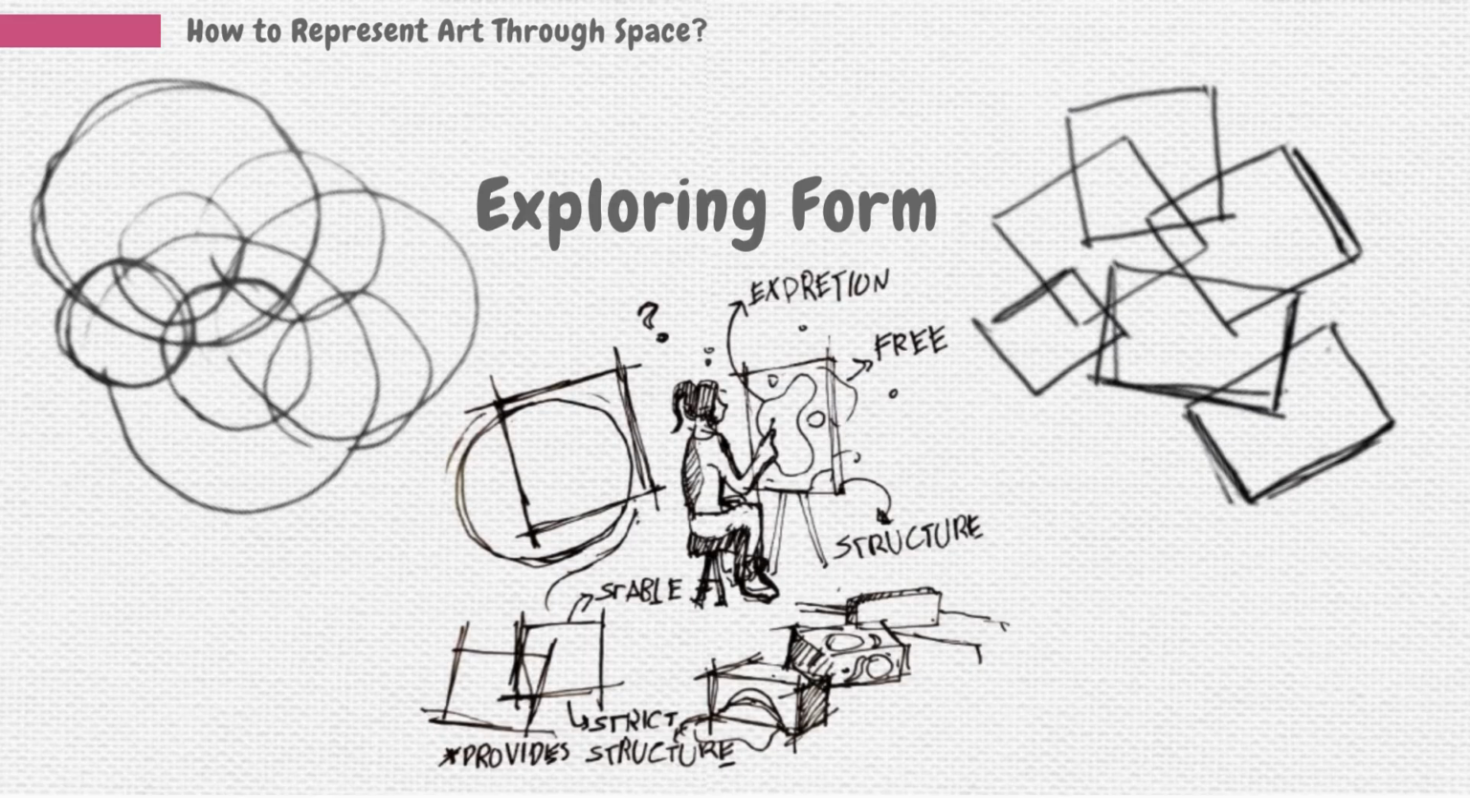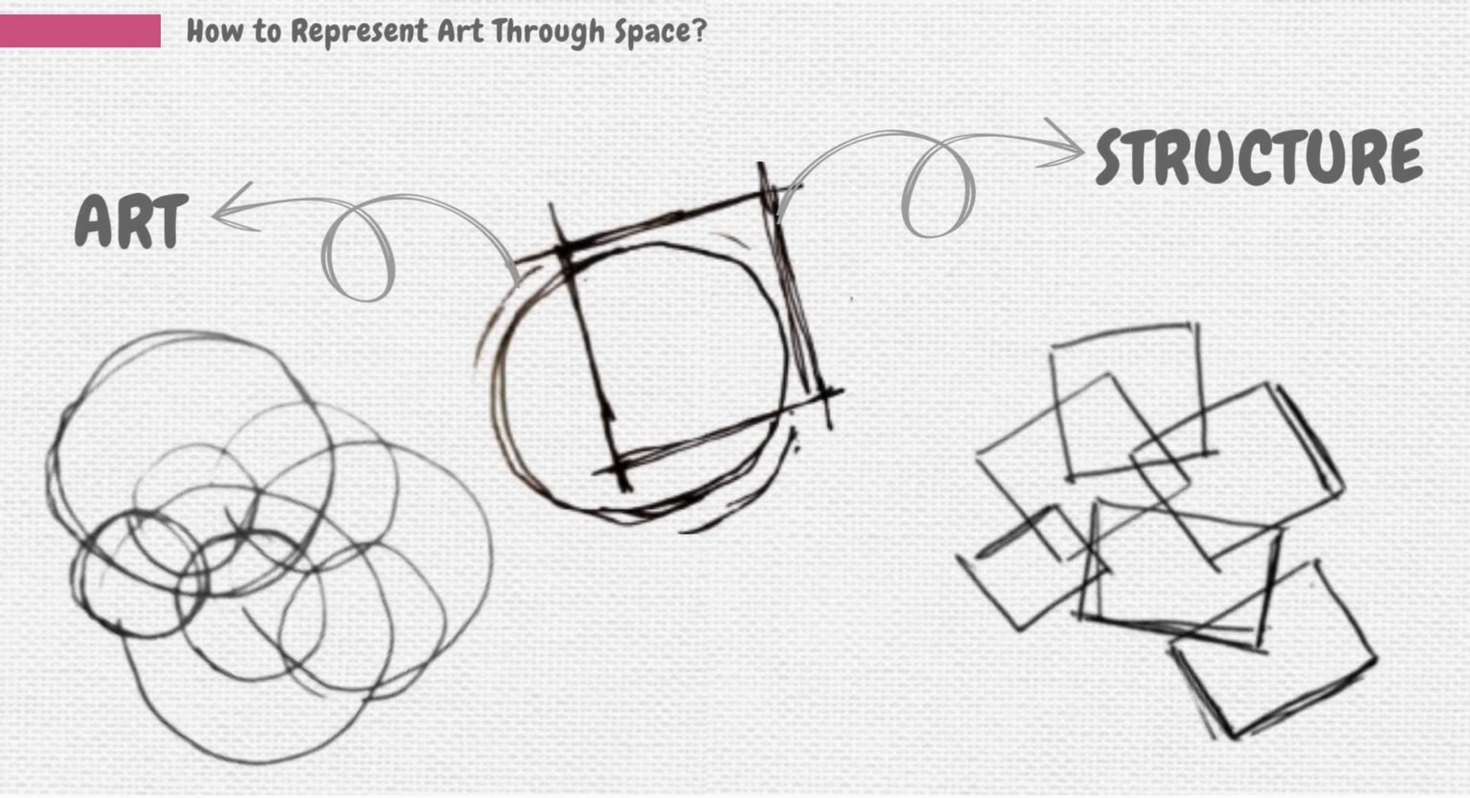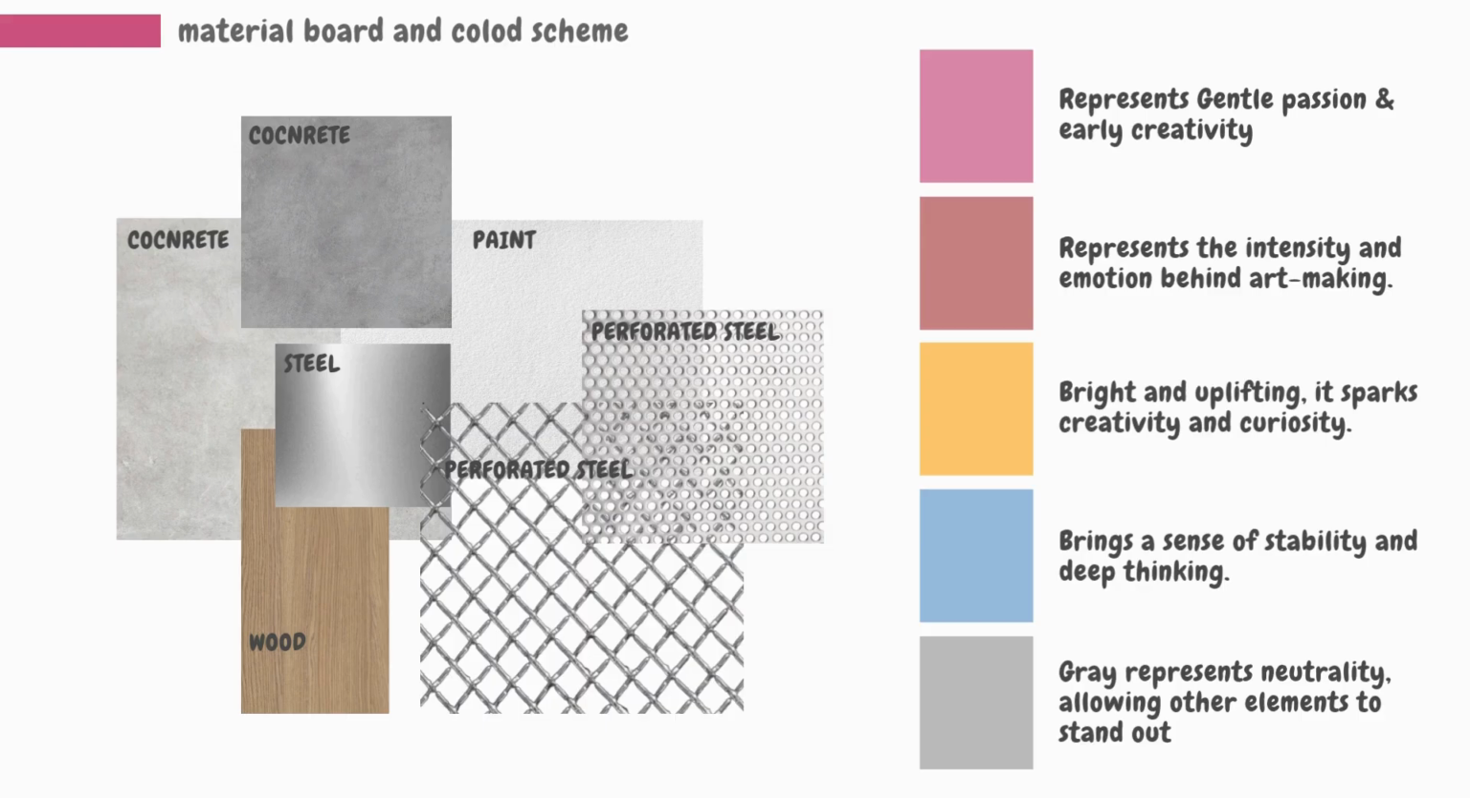The rectangle represents structure, stability, and boundaries, while the circle symbolizes the endless, non-linear spirit of creativity. From this, I developed a concept where rectangular forms act as the framework and the circle represents art itself. Art isn't just visual, it's an experience. So I chose raw materials like concrete and wood to evoke the feeling of experiencing art firsthand. I also used steel mesh to reflect the interplay between structure and creativity.